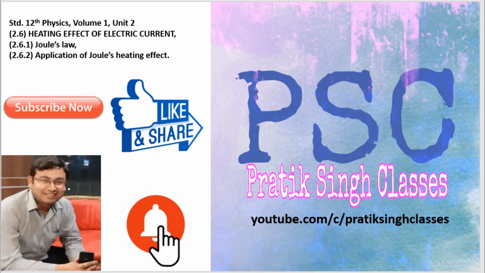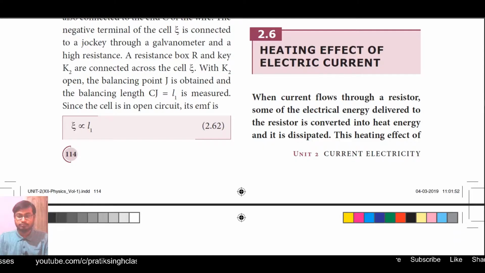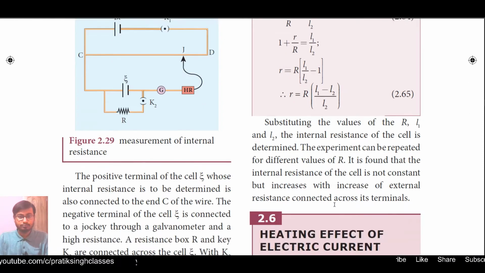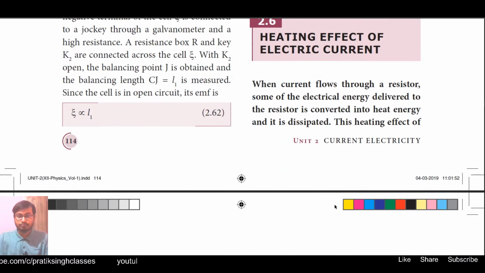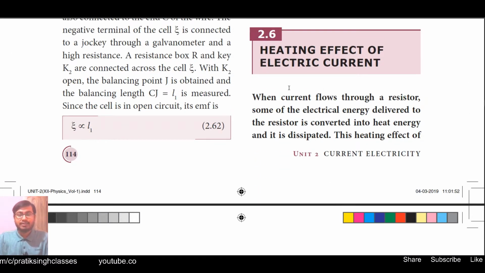So, coming to Section 2.6, Heating Effect of Electric Current. Alright, let us start today's class. The topic is heating effect of electric current, Section 2.6. This is very important because this topic is related to physics as well as a little bit to chemistry, where we will study electrolysis.